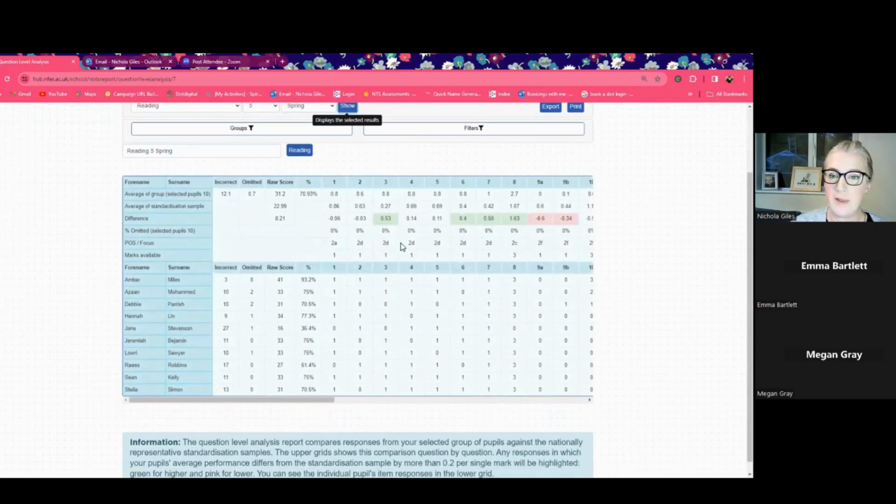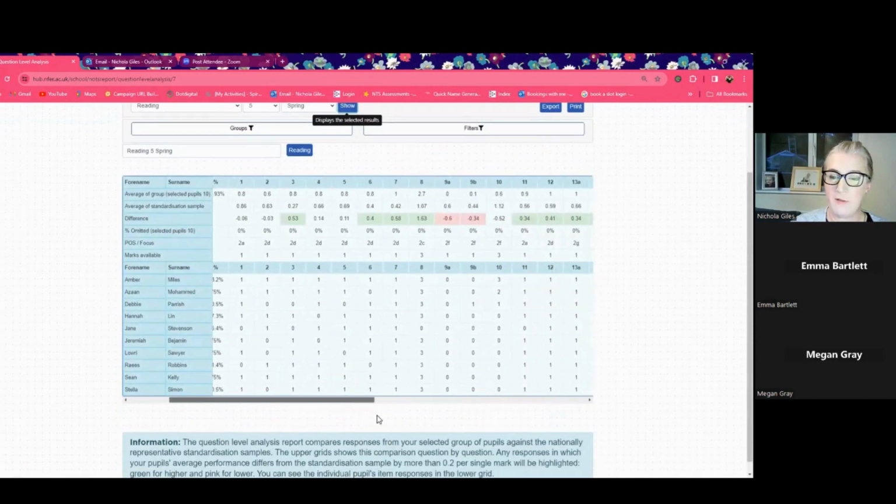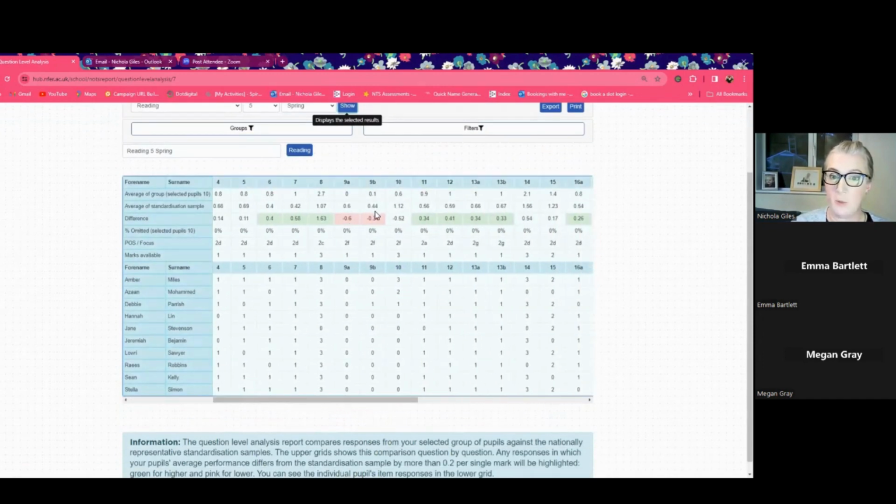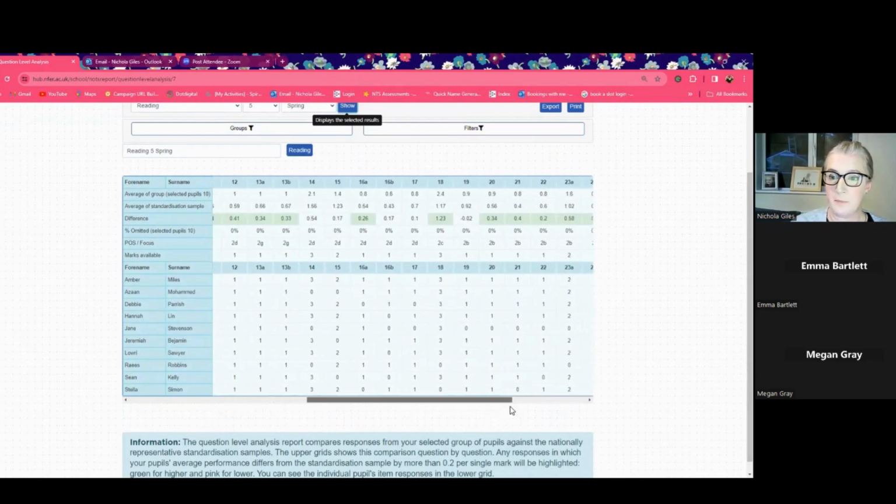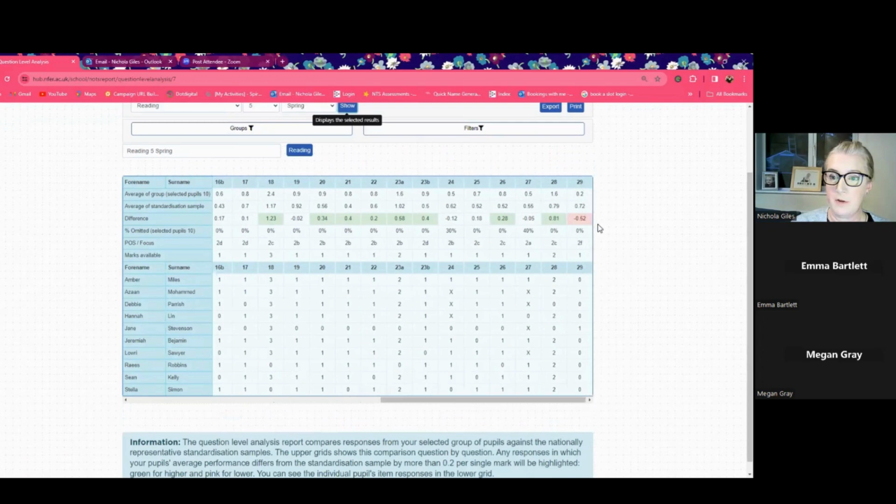And again, here you can have a look at where those 2F are, and obviously some of these are going to be the ones in that red section as well. And you can see there.